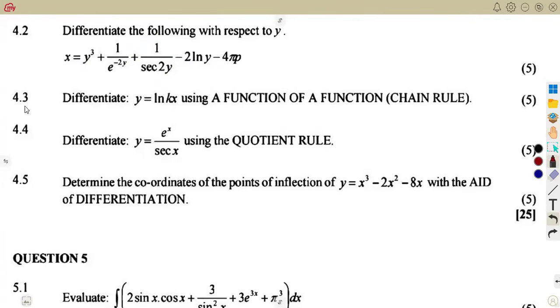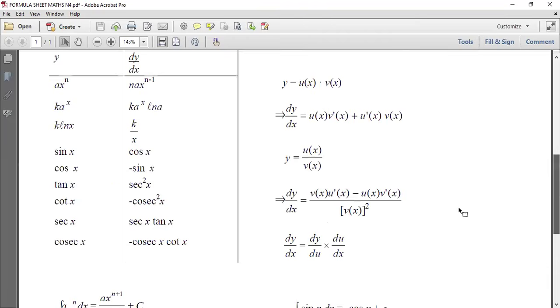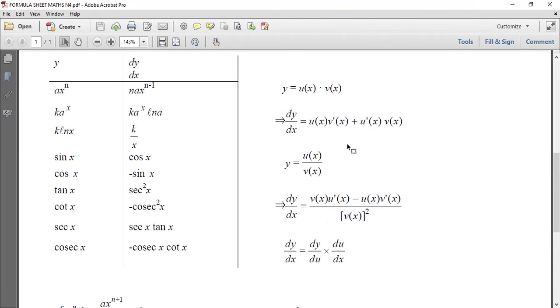All right. Another part was to differentiate y is equal to k ln kx using function of a function, the chain rule. Let us go back to our formula sheet so that I show you guys some of these things. If you check here on your derivatives, this is what we have from the product, the quotient, and also the application of the chain rule, where dy/dx is supposed to be equal to dy/du times du/dx. This part, our chain rule.